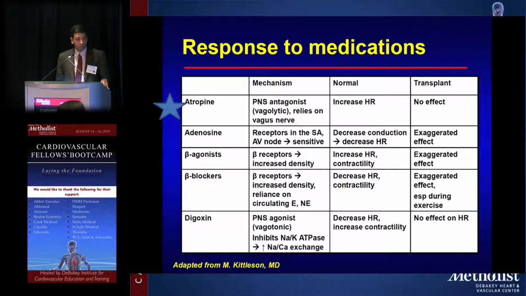And the other thing to really look at is, when you're using beta agonists like terbutaline or isoproterenol, you are going to have an exaggerated effect because they do not have a vagal effect, so it is unopposed beta action that you will be seeing.